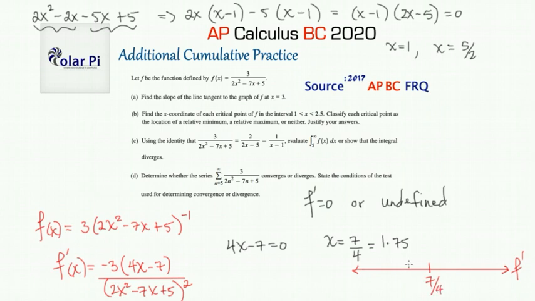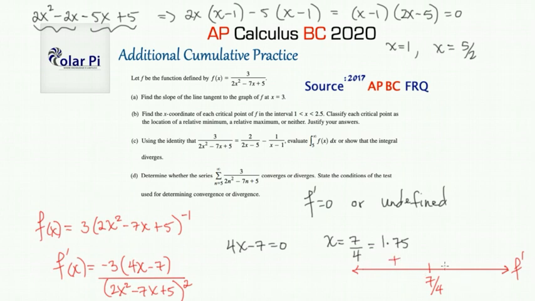If you test a random number to the left of it, what could that number be? Like 1. If you plug 1 into f prime, you're going to get negative 3, and then this part is going to be negative, so you have a positive in the numerator. The denominator is positive at all times because we're squaring it, so you get positive over positive, which is positive.